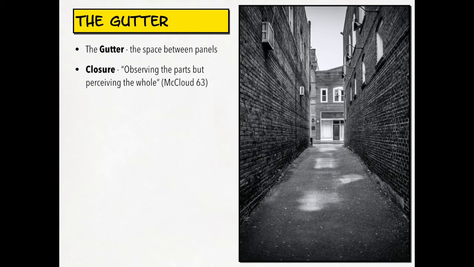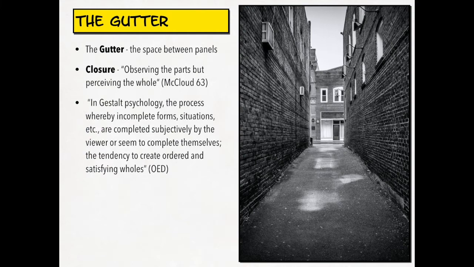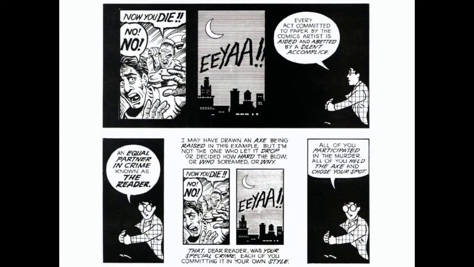The gutter is necessary to what McCloud says is the magic of comics, closure. He defines it as observing the parts, but perceiving the whole. It's a term that originally comes from Gestalt psychology, in which it's used to describe the process whereby incomplete forms, situations, etc. are completed subjectively by the viewer, or they seem to complete themselves. So it's a term that's very apt for that work that we do, McCloud says, between the axe swing and the scream.